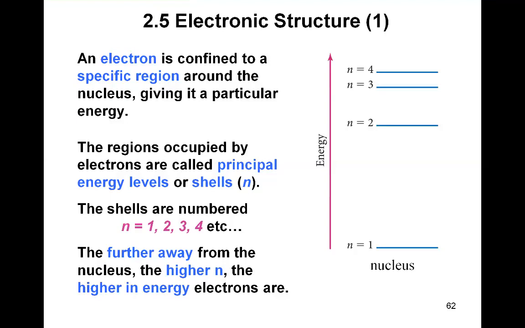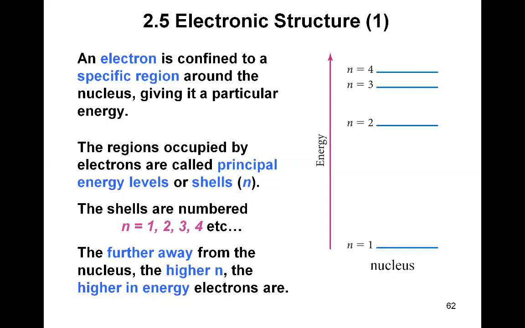These regions occupied by the electrons are called principal energy levels or shells, and they are represented by the principal quantum number n. So the shells are numbered from n equal 1, 2, 3, 4, etc. So the way the atom is built, you start with the nucleus in the center, and as you move away from it, you have the first shell, with the lowest amount of energy that electrons can have. And that's the n equal 1 shell.